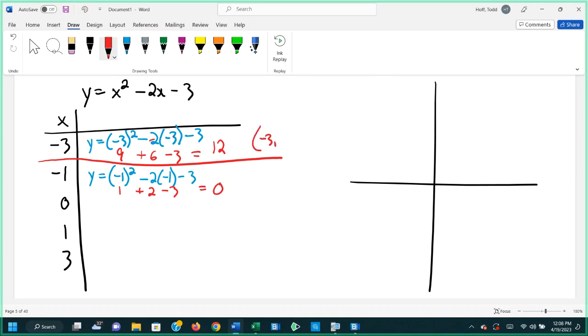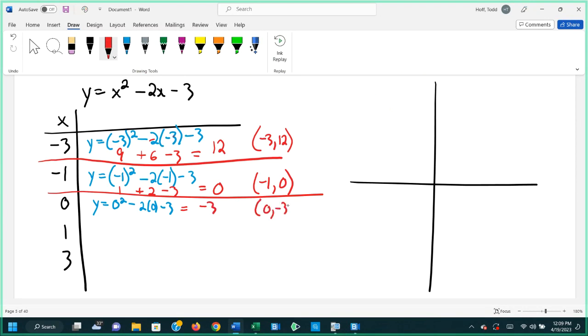The first one was negative 3, 12. The second one here is negative 1, gives us 0. So y is 0 when x is negative 1. If x is 0, y equals 0 squared minus 2 times 0 minus 3. Well, 0 squared is 0. Negative 2 times 0 is 0. That's just negative 3. So when x is 0, y is negative 3.